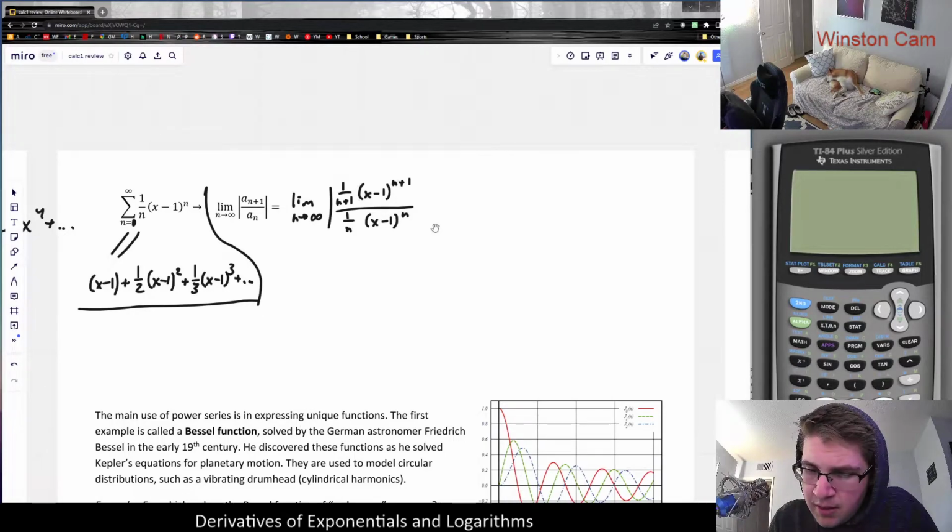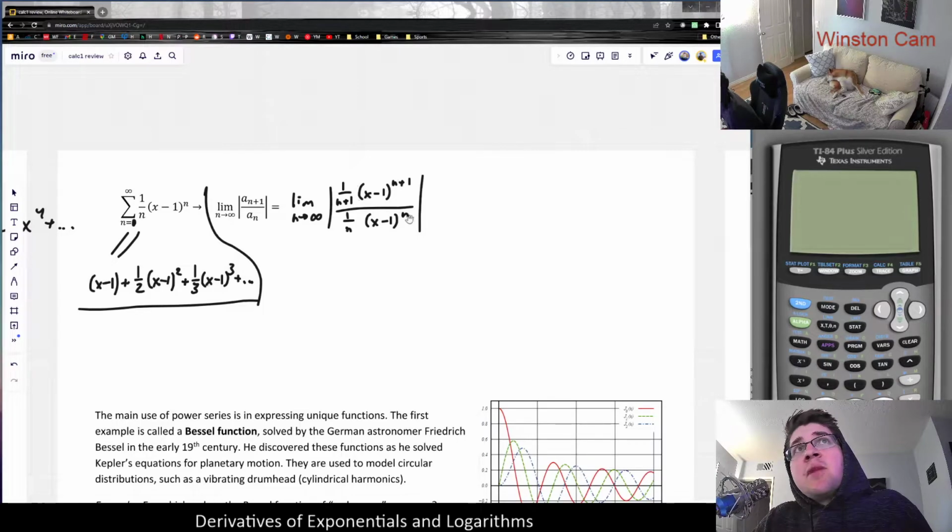Let me finish my absolute value before I move on. We have n x minus 1s, and n plus 1 x minus 1s. Of course, all of these will cancel, and we're going to be left with one x minus 1 left over. So let's cancel the common factors, and I'm going to be left with x minus 1.